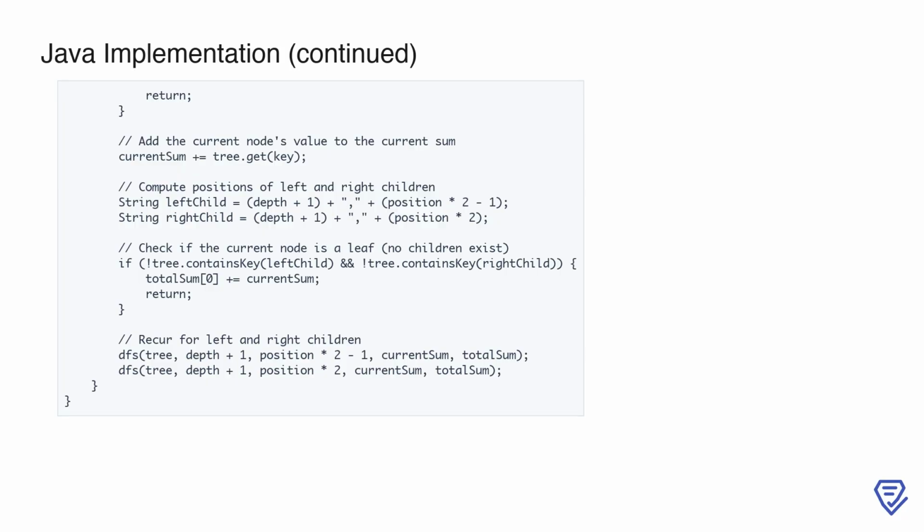A node is considered a leaf if both its left and right children are absent from the tree map. In this case, we add the current sum to total sum[0] and return, as we've reached the end of this path. If the node is not a leaf, we recursively call DFS for both the left and right children, passing along the updated cumulative sum. This allows the function to explore all possible paths in the tree, ensuring that every root-to-leaf path is accounted for in the final total sum.